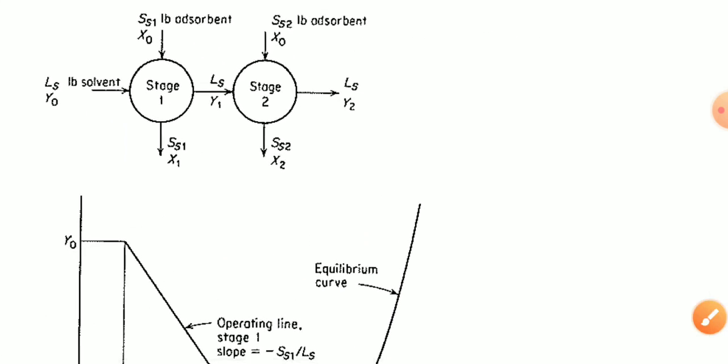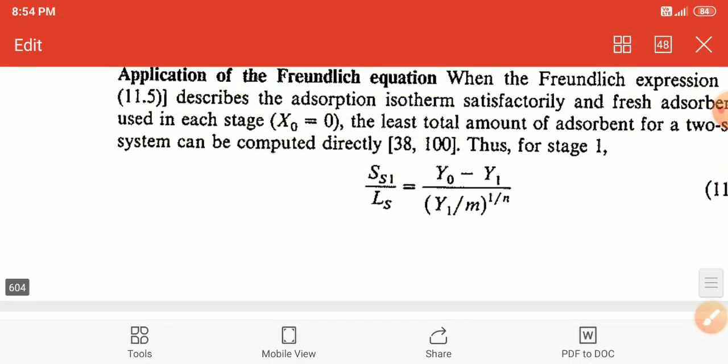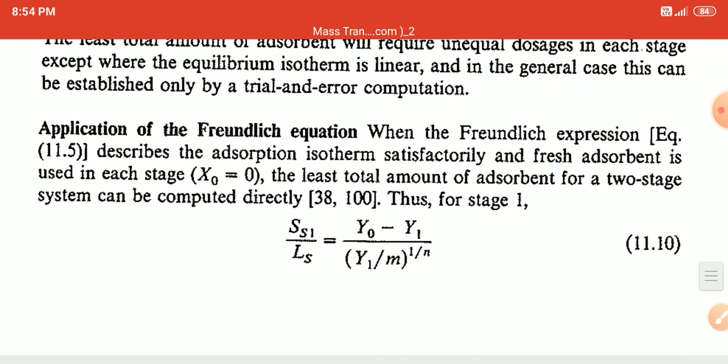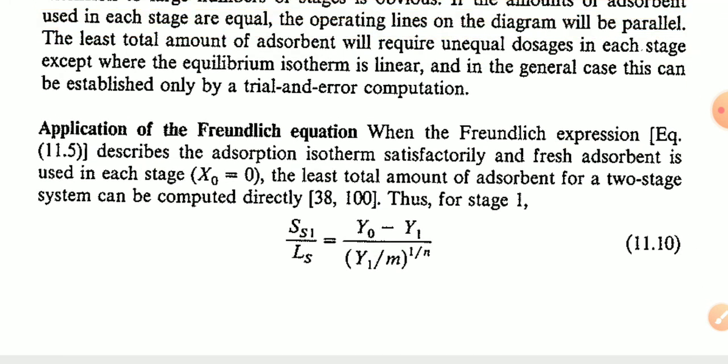Now the main thing we saw is the applications of the Freundlich equations. When the Freundlich expression describes the adsorption isotherm satisfactorily and fresh adsorbent is used in each stage, the total amount of adsorbent for a stagewise two-stage system can be computed directly. Thus, for stage 1, SS1 by Ls is equal to (y0 minus y1) by (y1 by m) raised to 1 by n.